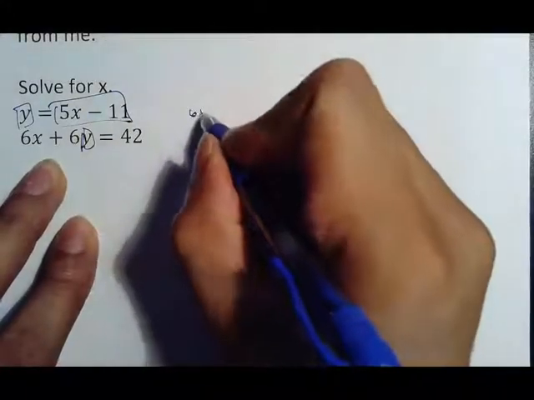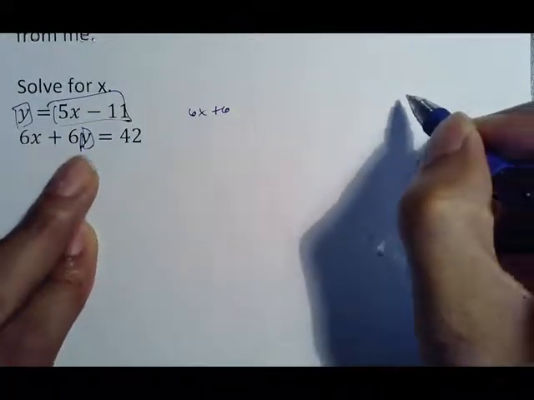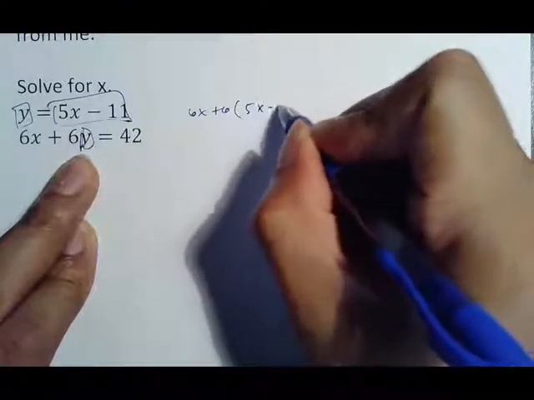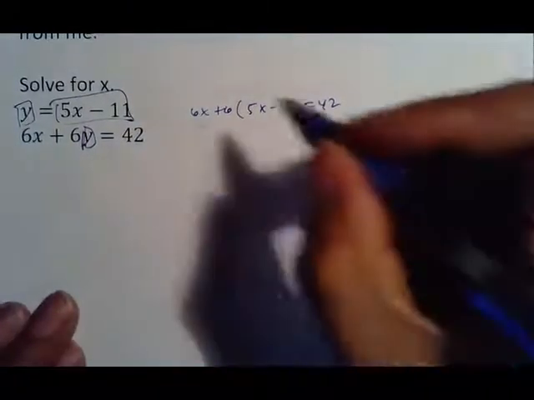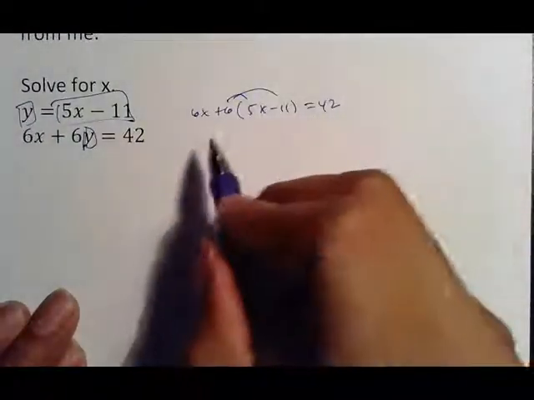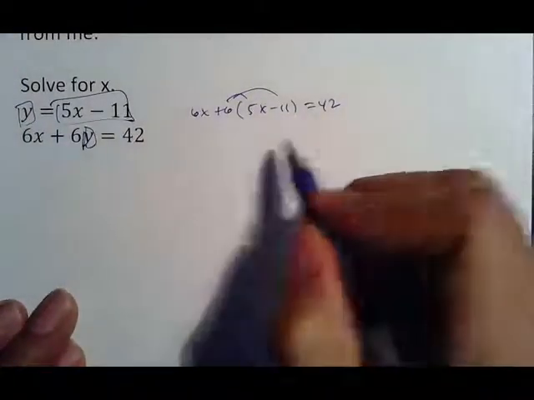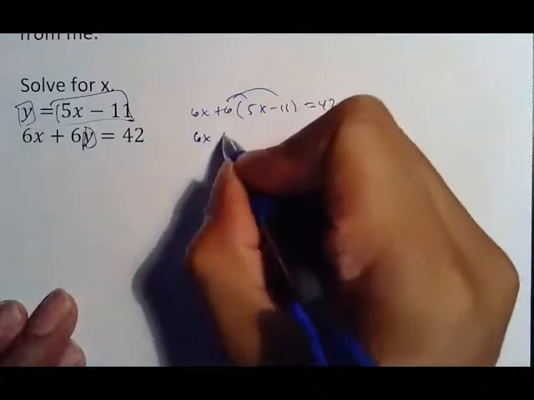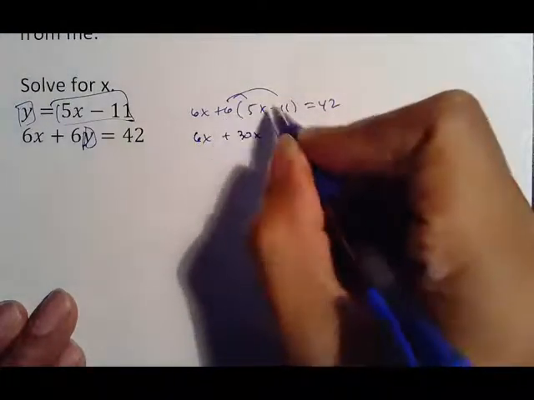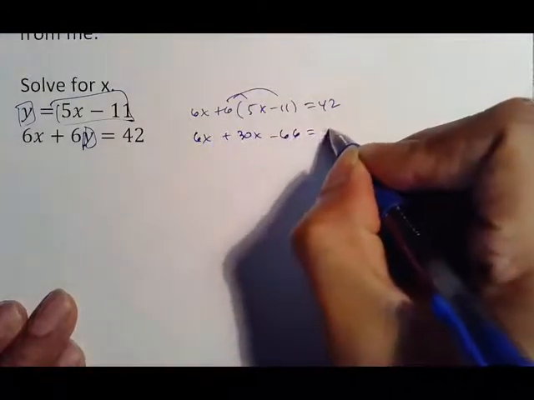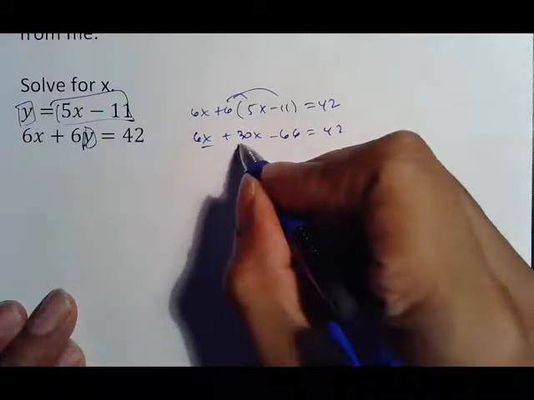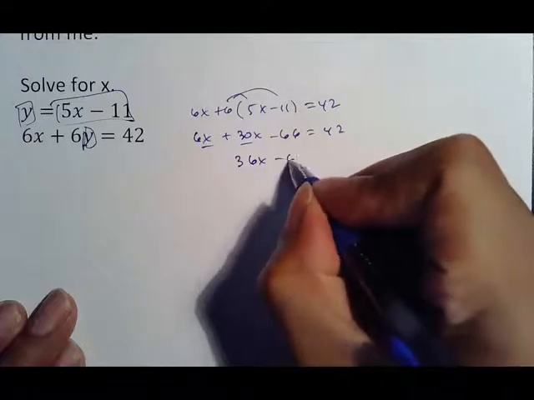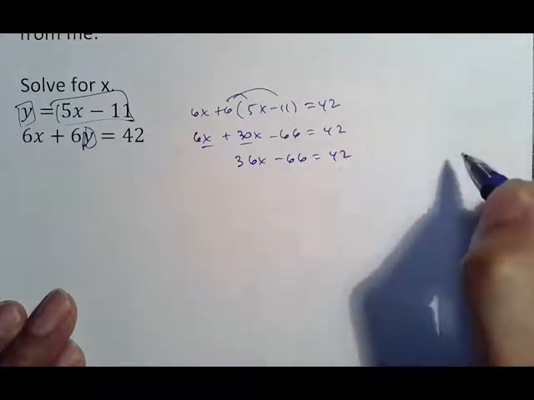So again, we will do 6x plus 6. We'll change our y into 5x minus 11, and then equals 42. We will then distribute our 6, but unfortunately it's not going to tell you this, so you might want to copy down these examples. But 6x plus 30x, that'll be minus 66 equals 42. This turns into 36 after you put your like terms together. 36x minus 66 equals 42.